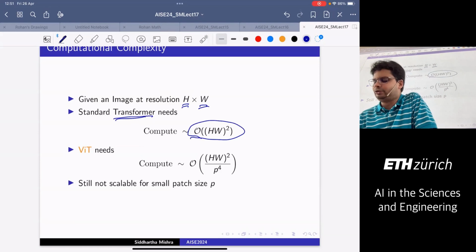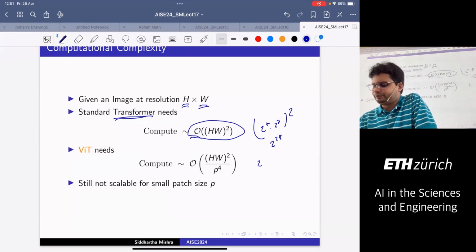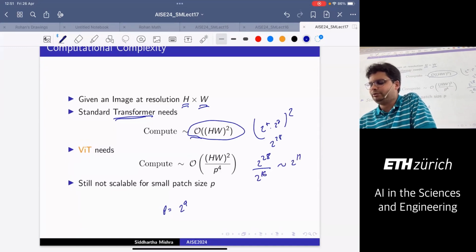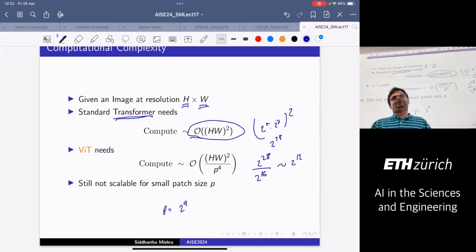So let's do the math here. You have 2 to the 7 times 2 to the 7 squared. So this would have been 2 to the 28, right? But now when we do the patches, you have 2 to the 7. Okay, there's the same number, 2 to the 28, but the patch was, how much did I say? 16, right? So 2 to the 4, so 2 to the 16. So this becomes much more manageable, right? So 2 to the 12 is a very, very mild number. So it's not a lot of compute.